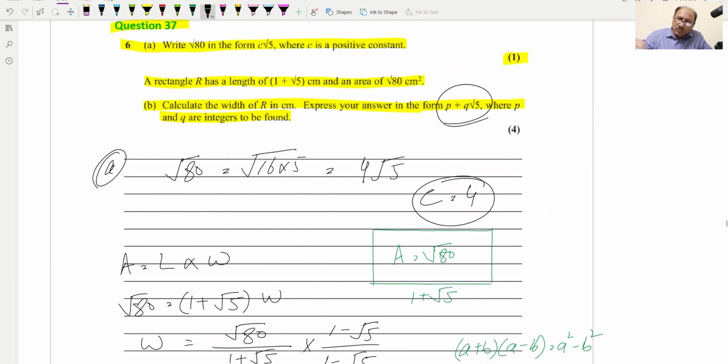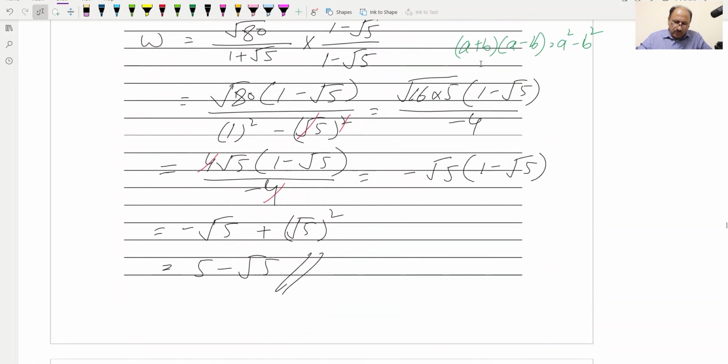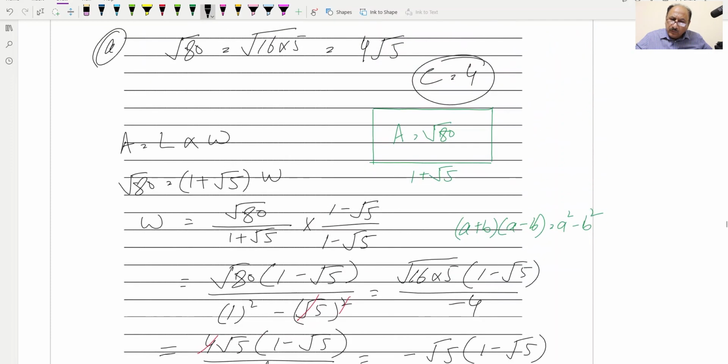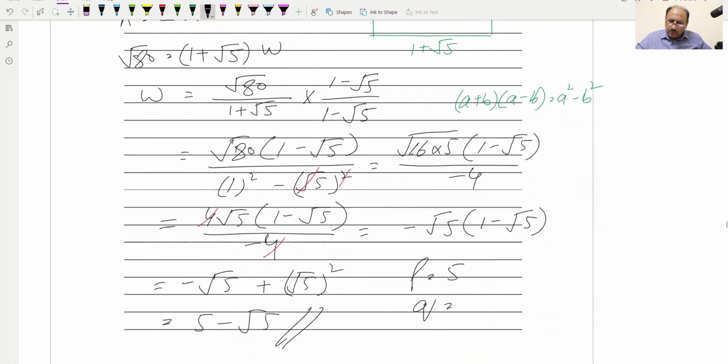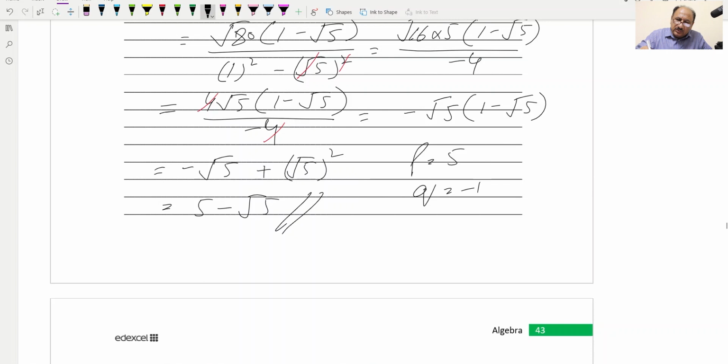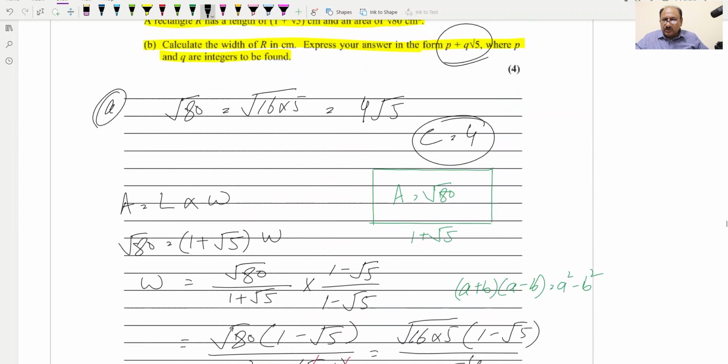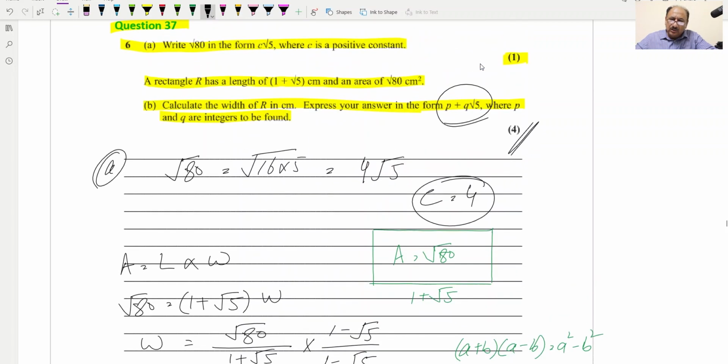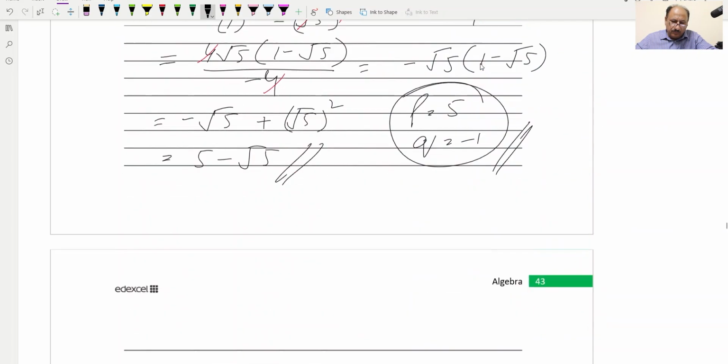And this is p plus q under root. So p value is equal to 5, and q value is equal to minus 1. So this is our p and q value which we have written, and this was basically a 4 marks question which we have done. A part was 1 mark and B part was 4 marks.